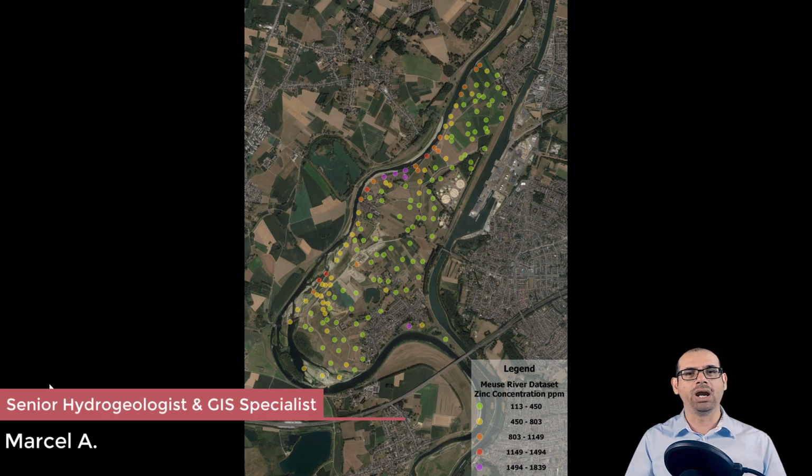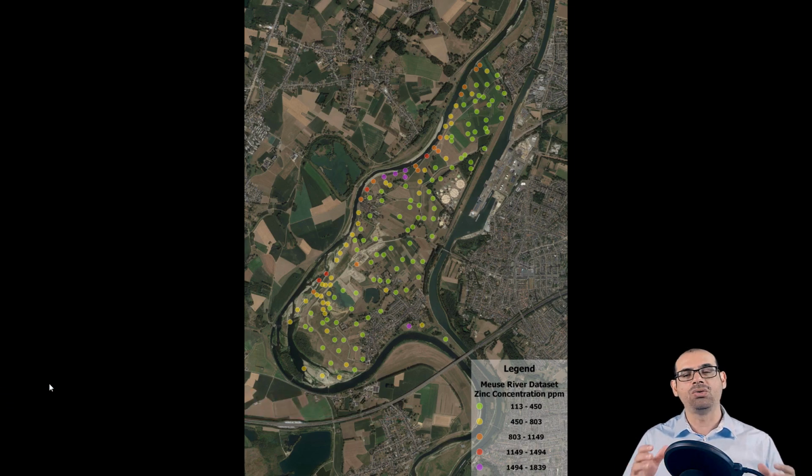Today we are going to learn how to create a graduated symbol map using QGIS. We are going to be working with the Muse River dataset that is related with contaminated soils. We are going to use the zinc concentration as a parameter of interest. Then we are going to create different categories depending on the zinc concentration, and for each of these categories we are going to assign a specific color.